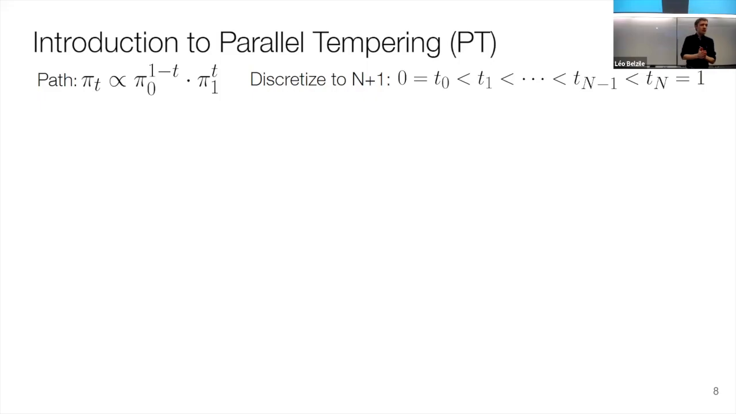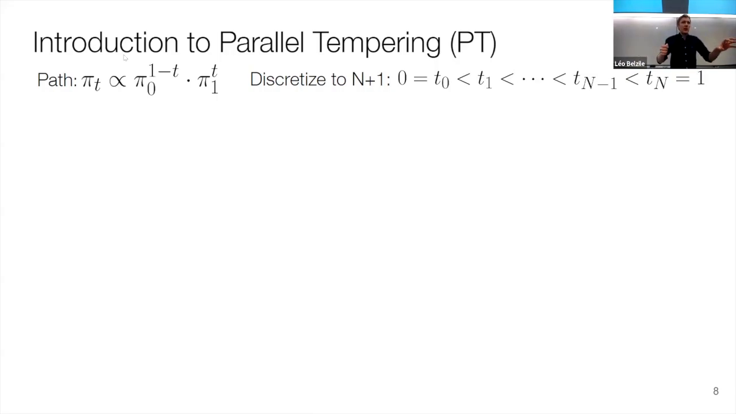Let's dig into the guts of it now. So I'm going to define a path of distributions, starting from pi 0, that's my reference, to pi 1, that's my target. I'm going to construct a path of distributions by taking essentially a geometric mixture of their densities.